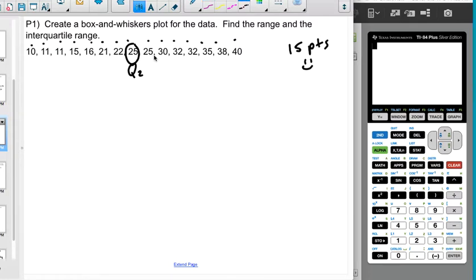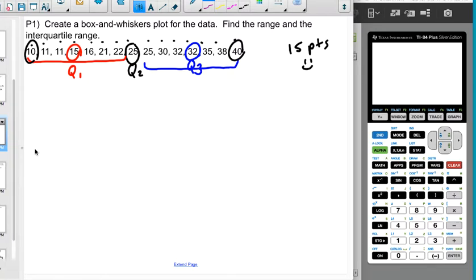The top half of the data has 1, 2, 3, 4, 5, 6, 7 points. That's also nice, since this is also odd, it's just going to be the middle value. I don't have to worry about averaging anything. So there's my Q3. For my lower half of the data, the middle number is the 15. That's my Q1. And then the max and min are pretty self-explanatory. So it looks to me like my number line is going to have to go from 10 to 40.